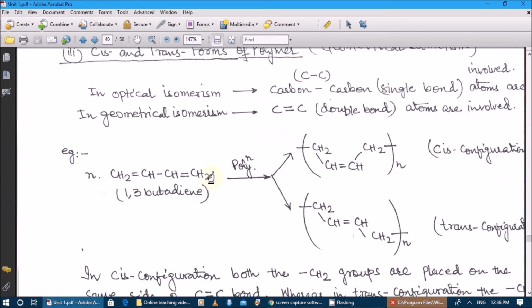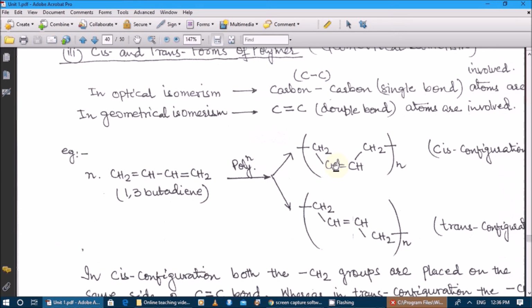So this is the structure of butadiene, and when we polymerize the butadiene, it can be polymerized as polybutadiene, and it may have two different geometrical configurations. The first configuration is the cis configuration, and the second configuration is the trans configuration. In cis configuration, the CH2 groups are on the same side of the double bond, the carbon-carbon double bond.